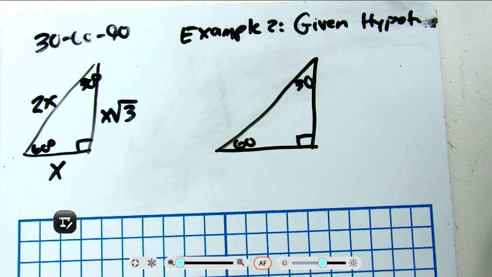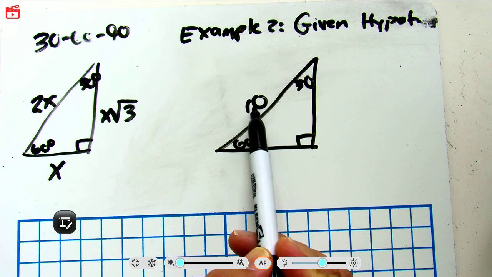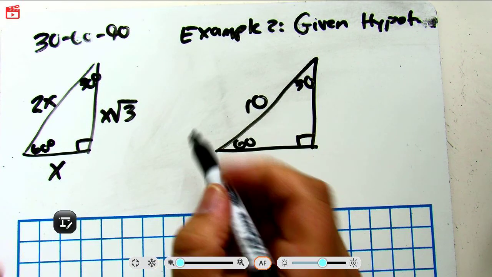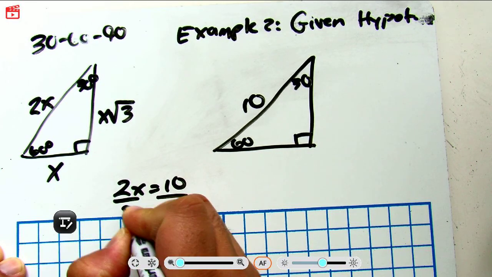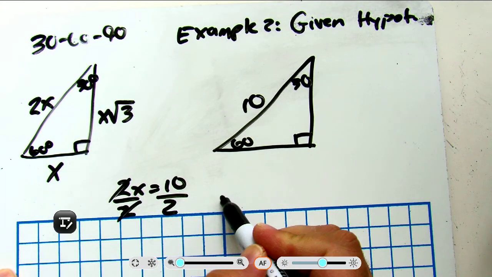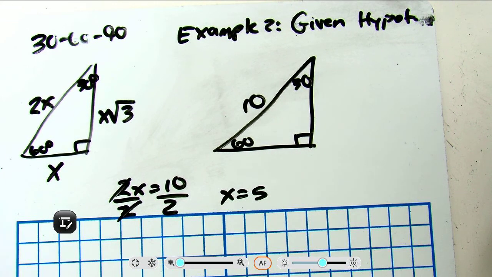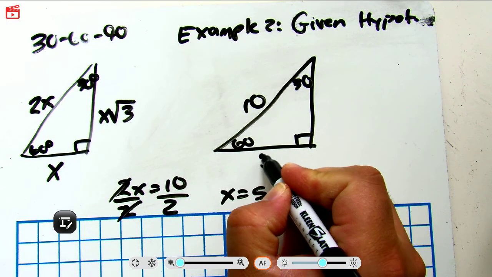So what I do is I set this hypotenuse equal to this hypotenuse and solve for x. So I would do 2x equals 10, divide both sides by 2, and x is equal to 5. Now that I know that x is 5, I know that this short leg is 5, and this long leg is 5 square root 3.